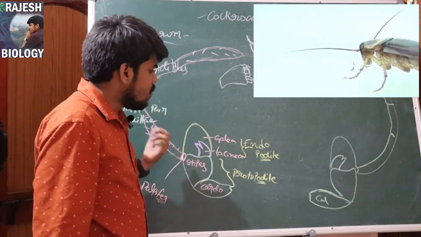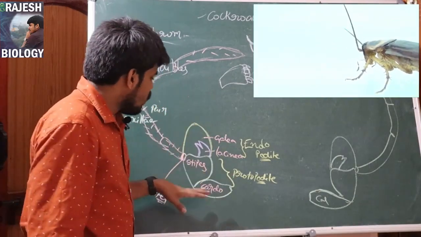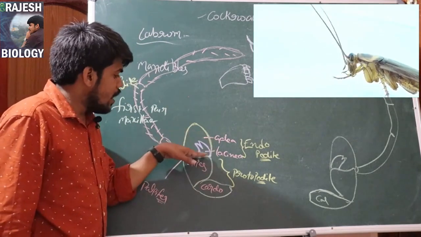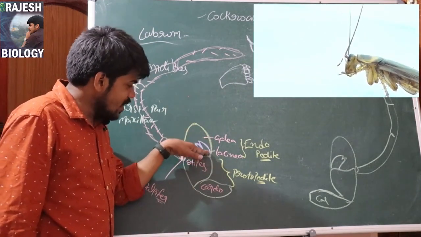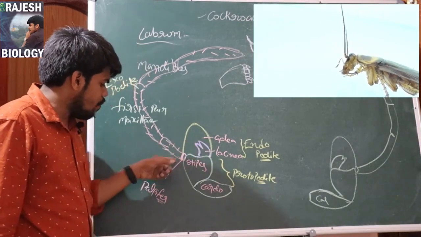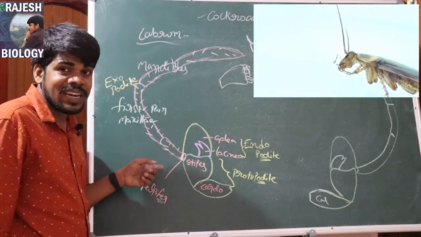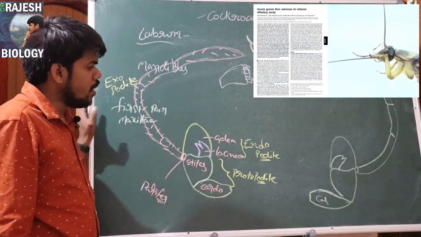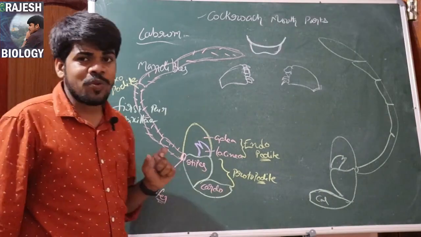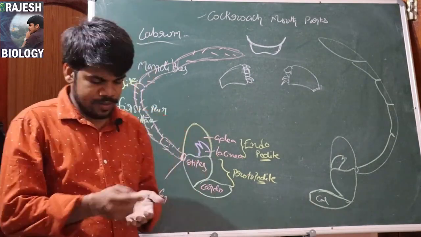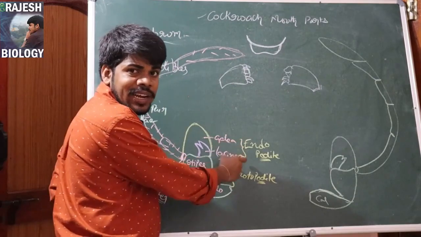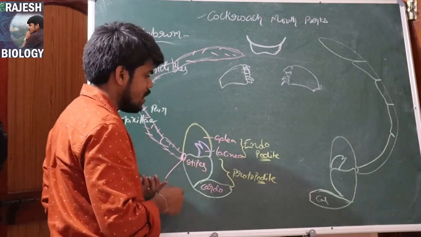Okay, so this is the first pair of maxilla: cardo, stipes, hood-like galea, and forceps-like lacinia. Palpifer is a sclerite from where the maxillary palp arises. Okay, next we will discuss the second pair maxilla. So I'll erase this part because here I have to draw the second pair maxilla, that is labium.